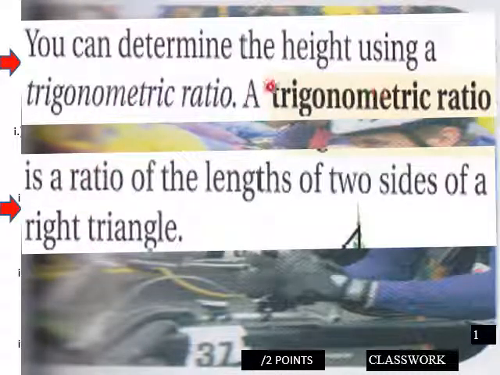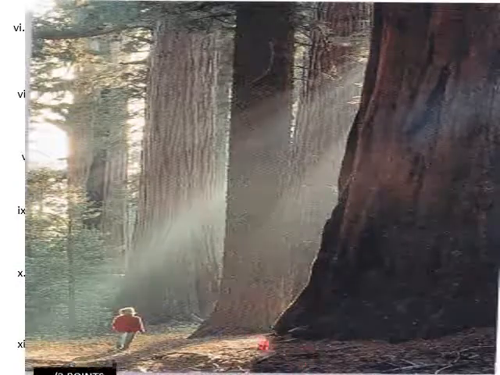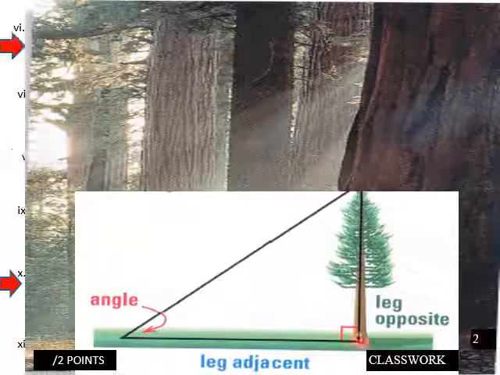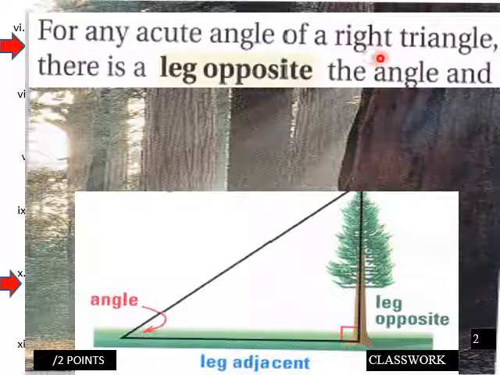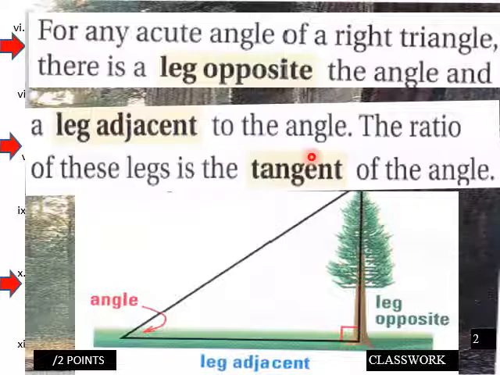You can determine the height using trigonometric ratios. Now we're going to get into trigonometry. The trigonometric ratio is the ratio of the lengths of two sides of a triangle. Classwork sheet page 2. For any acute angle of a right triangle, there is a leg opposite the angle and the leg adjacent to the angle. The ratio of these legs is the tangent of the angle. So we have an angle here, adjacent and then opposite of the triangle. This will be the opposite leg, and this would be the adjacent. This would be the hypotenuse, but this will be an adjacent leg.